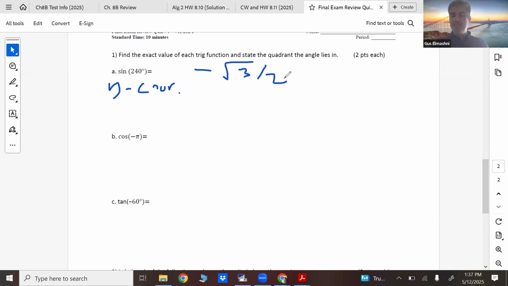Okay, that's good. Cosine negative pi is actually at 180. It's halfway through, and its x coordinate is -1. I like it. All right.